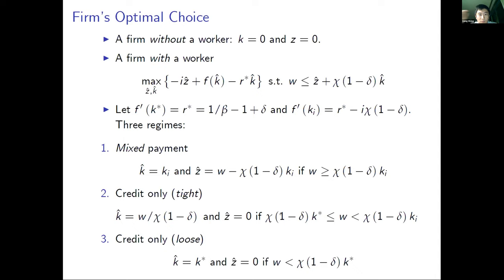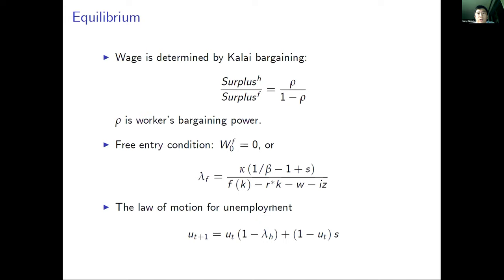So the third case, the credit only case loose, is where the firms are accumulating the efficient level of capital and the capital pledgeability is good enough. So the wage can be paid 100% with secure credit. Eventually we close the model by having the collective bargaining between the worker and the firm. And also there's a free entry condition as well as the law of motion for unemployment.